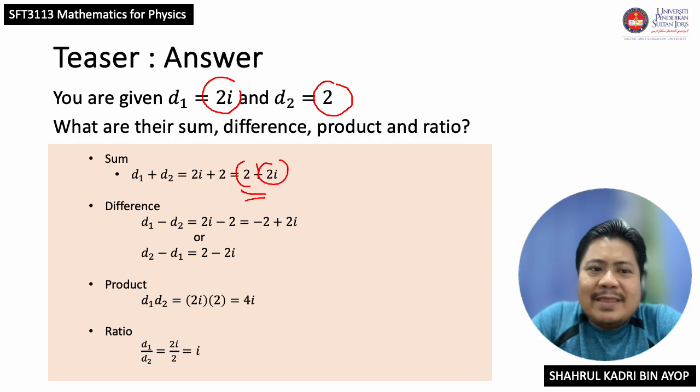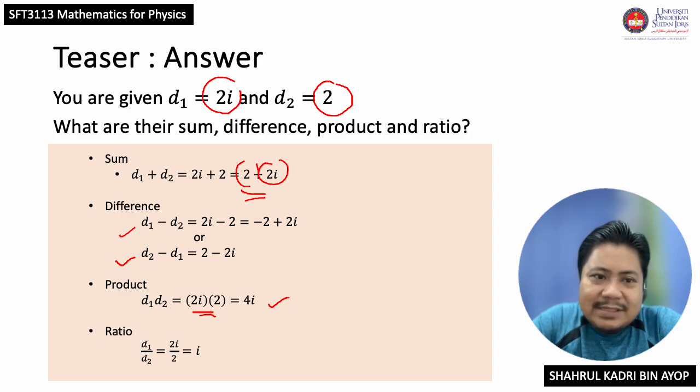For the difference, whether d1 minus d2 or d2 minus d1, either way they will give you different values. For the products, you can just multiply them, so you have a complex number without a real part. And then the ratio is like this. You do not need to conjugate them because it has only one part for each number. So you will get only i.